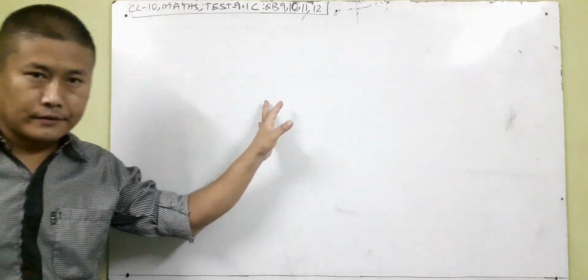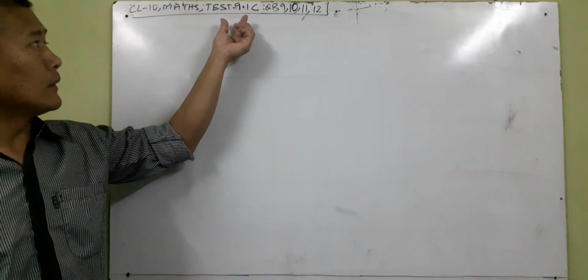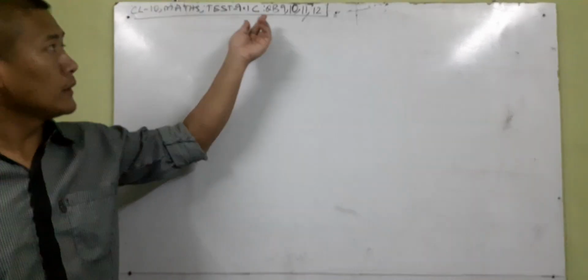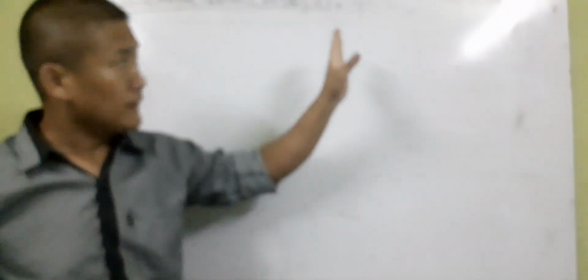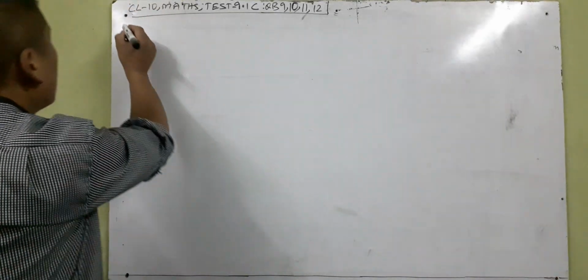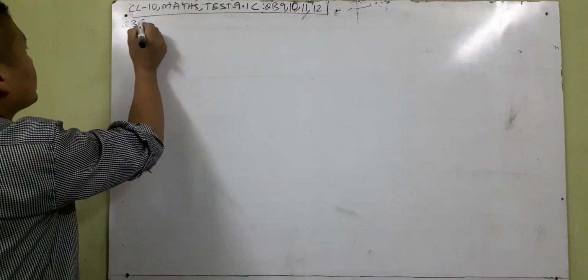Okay, so here next class 10 maths, the test 9.C portion. Questions B 9, 10, 11, 12. In your textbook you'll find this on page 214. Okay, let us start with question B9.